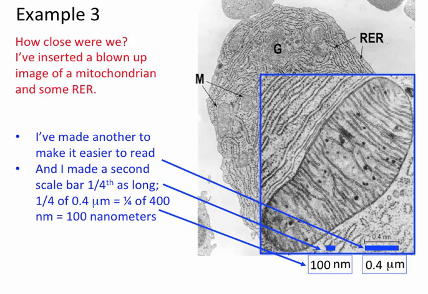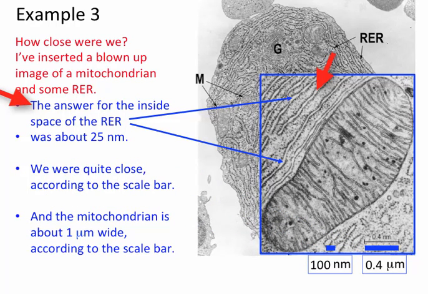So how close were we? The answer for the inside space of the rough endoplasmic reticulum we got was about 25 nanometers. We were quite close, according to the scale bar. And the mitochondrion is about 1 micron wide in this image, according to the scale bar. And again, we were quite close.